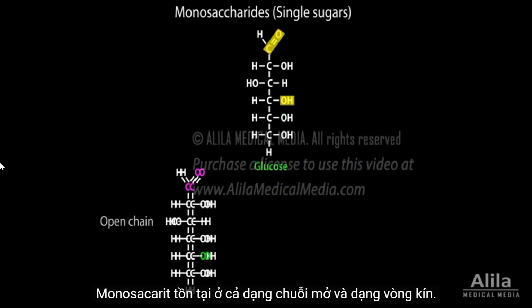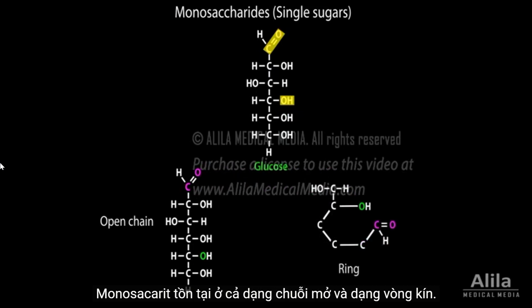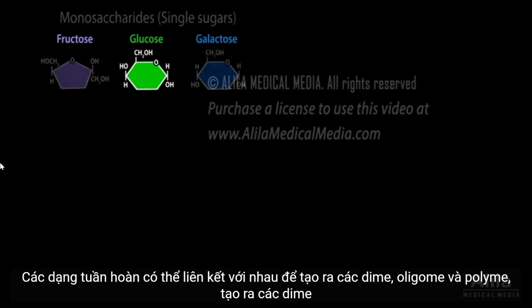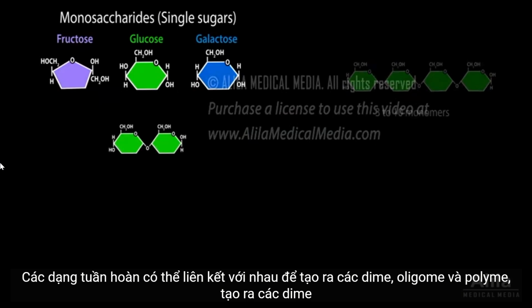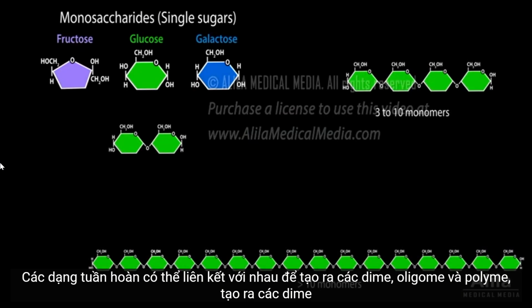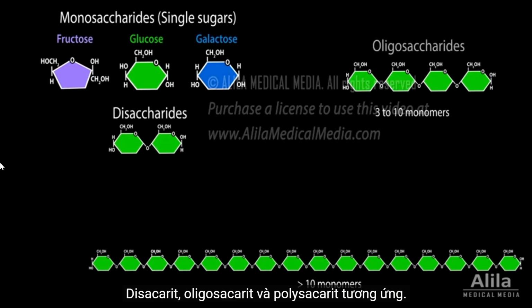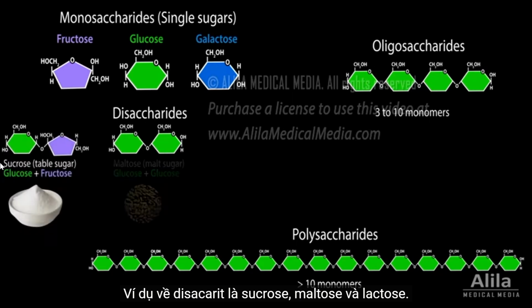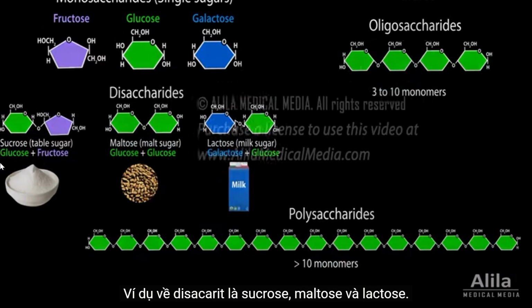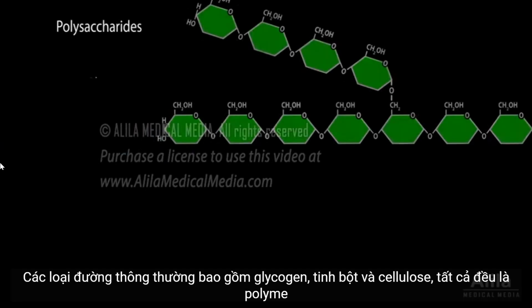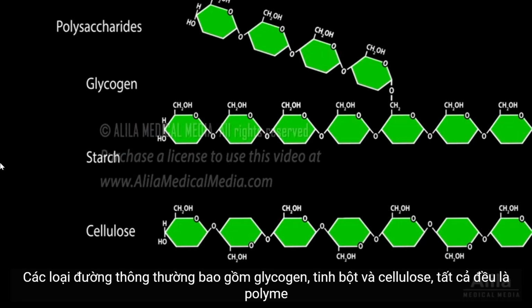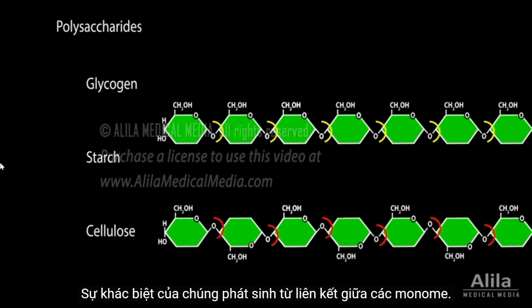Monosaccharides exist in open chain form and closed ring form. The ring forms can connect to each other to create dimers, oligomers, and polymers, producing disaccharides, oligosaccharides, and polysaccharides, respectively. Examples of disaccharides are sucrose, maltose, and lactose. Common polysaccharides include glycogen, starch, and cellulose, all of which are polymers of glucose. Their differences arise from the bonds between monomers.